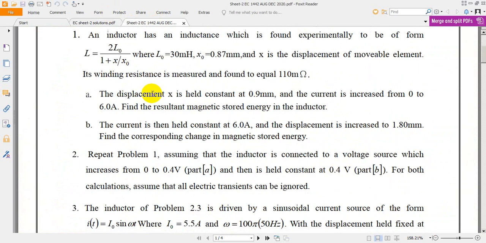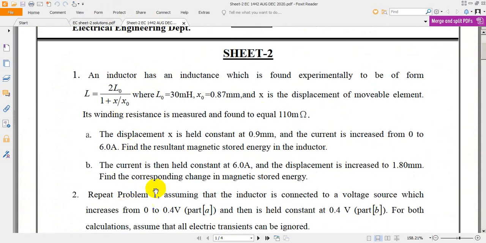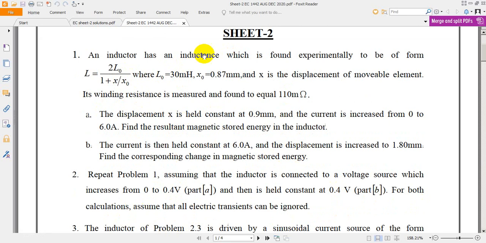Coming to the second problem, we repeat problem 1, assuming that the inductor is connected to a voltage source which increases from 0 to 0.4 volts and is then held constant. We need to calculate both parts again. Previously the electrical parameter was 6 amperes held constant. Now the voltage has been changed, so the current value will also change. The current flows through this resistance.